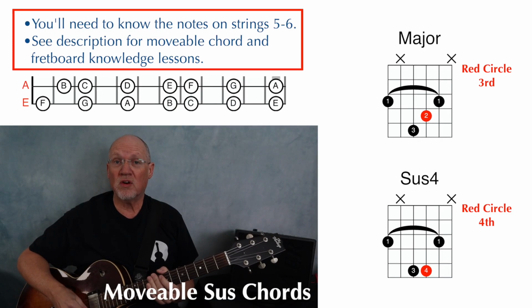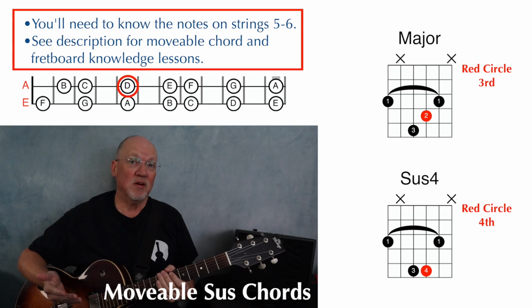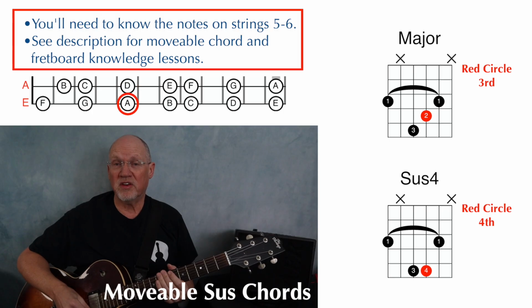These next sus chords are movable. To use them, you need to know the names of the notes on the fretboard, or at least on strings 5 and 6. I'm going to play all my roots at the 5th fret, so if I'm playing on the 5th string as my root, it's going to be some sort of a D chord. If my root's on the 6th string, it's going to be some sort of an A chord.